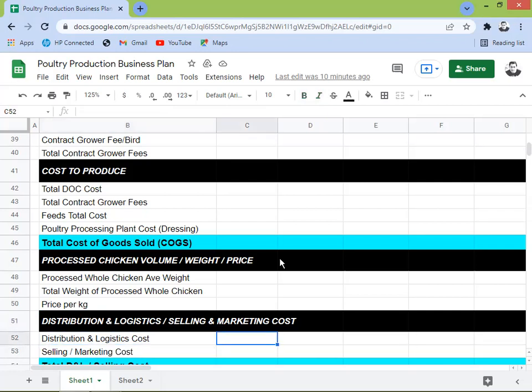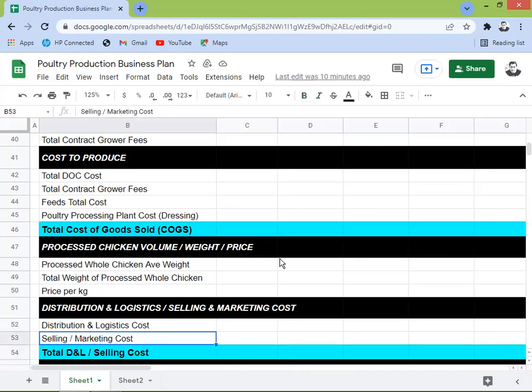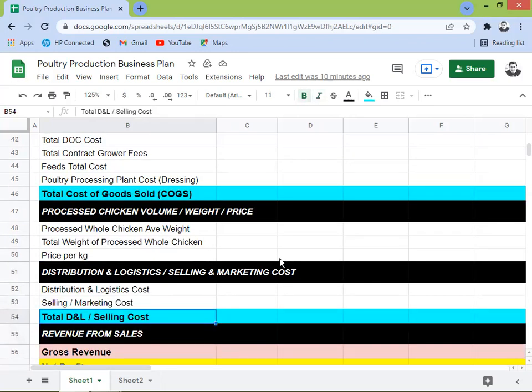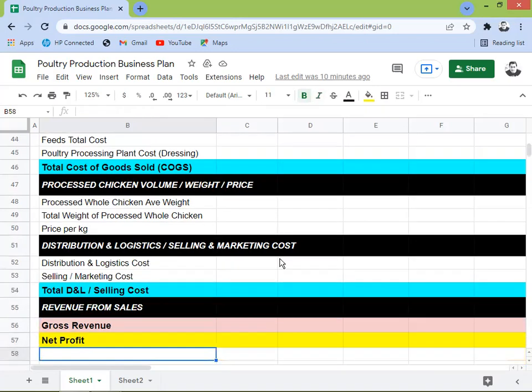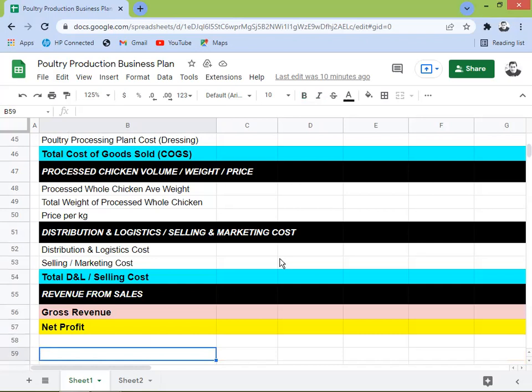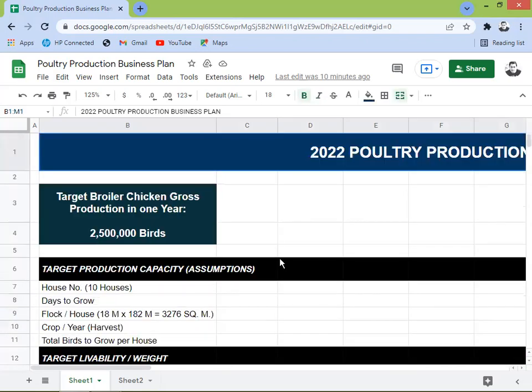I'm going to calculate all this, including the selling and marketing cost, and then we get a total DNL, or distribution, logistics, and selling cost. Then we'll be able to get the revenue from sales, the gross revenue, and net profit. This is the plan that we're going to have in order for us to start our business of raising livestock. First things first, I'm going to discuss the assumptions.